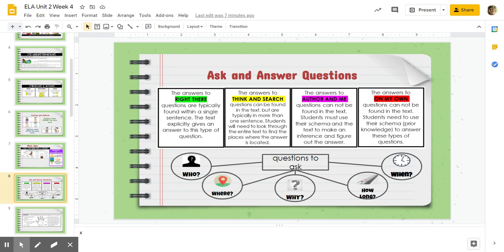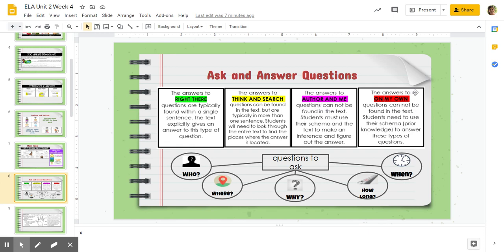Then we have the author and me questions, and those cannot be found in the text. The student must use their schema. We talked about what that means. That means background knowledge, things you already know, and the text to make an inference and figure out the answer. So this isn't something that you're going to go and point to in your book. You've got to think about what you already know.